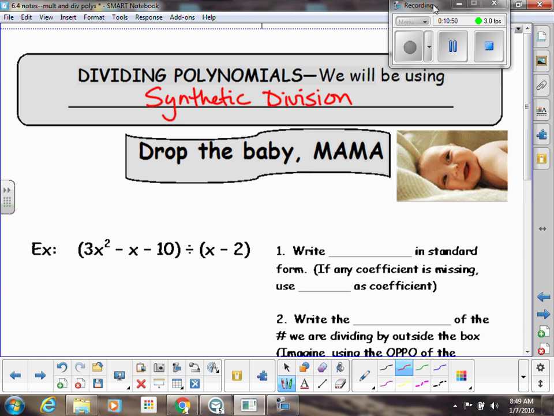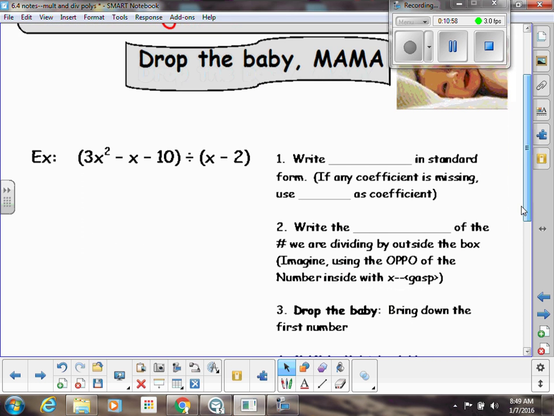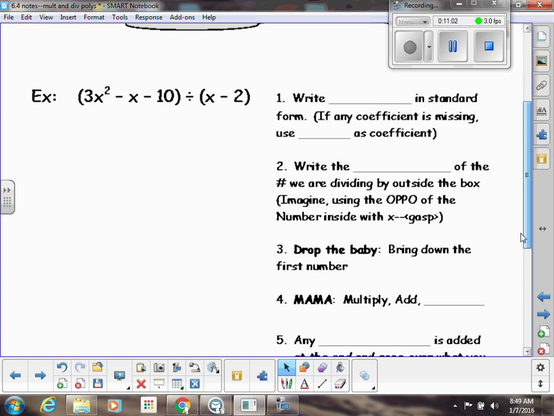And this is a shortcut to long division. All right, so to help us remember the process for synthetic division, I use the phrase "drop the baby mama." All right, so I'll explain that. So the first thing we're going to do is write the first polynomial in standard form. All right, so do you see how this is in standard form?